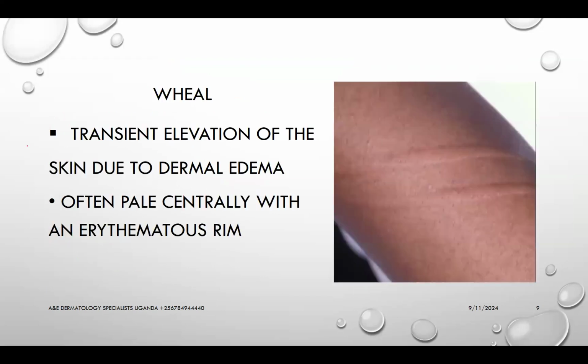Then the next primary lesion, we call it a wheal, and wheal is one of the elusive primary skin lesions in that it is transient, it is there for a short period of time. So someone can have it at home, and as they reach the hospital, it has disappeared. So in definition, this word is very key.